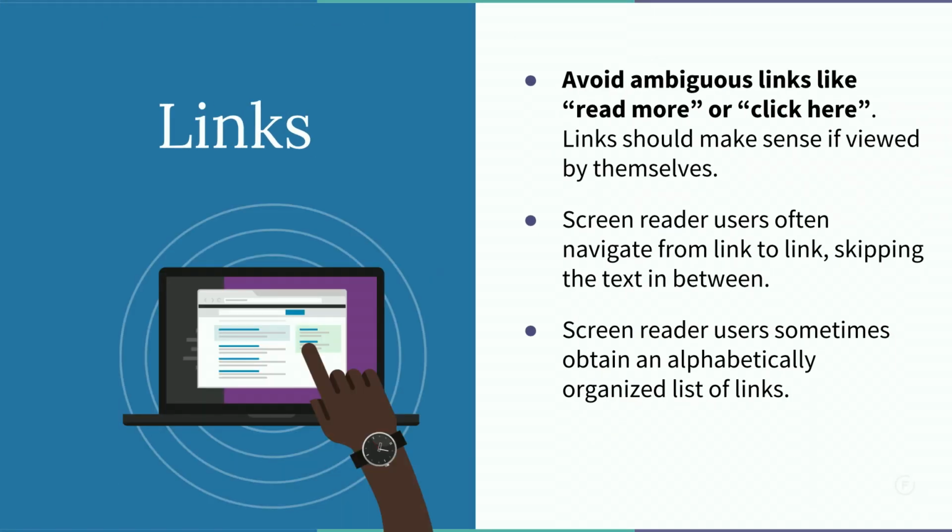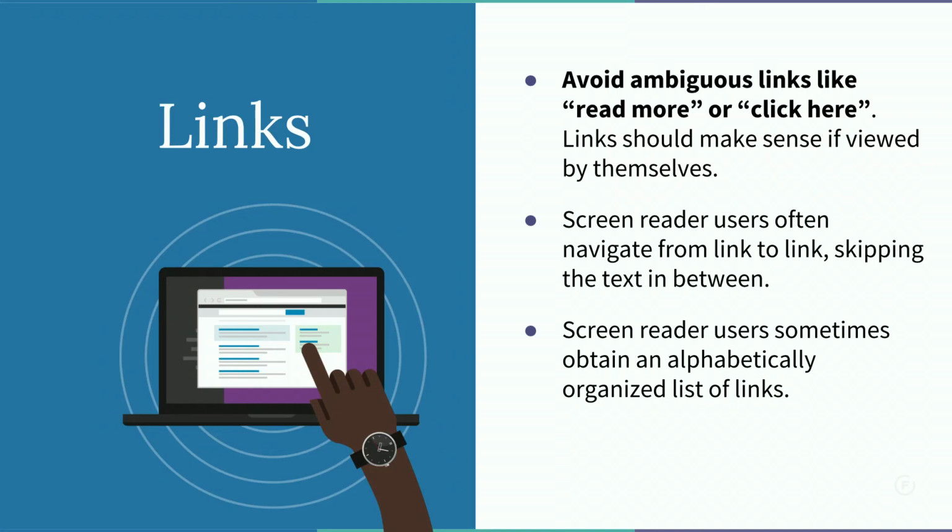So next, the links. Links are another thing that they tend to use very frequently to go through the page and figure out what it's about. A lot of times they can just do an alphabetical list of all the links on the page. They don't even read all the text around it. They just hear what all the links are. And so it's very important to be specific and describe what those links are and what they do.